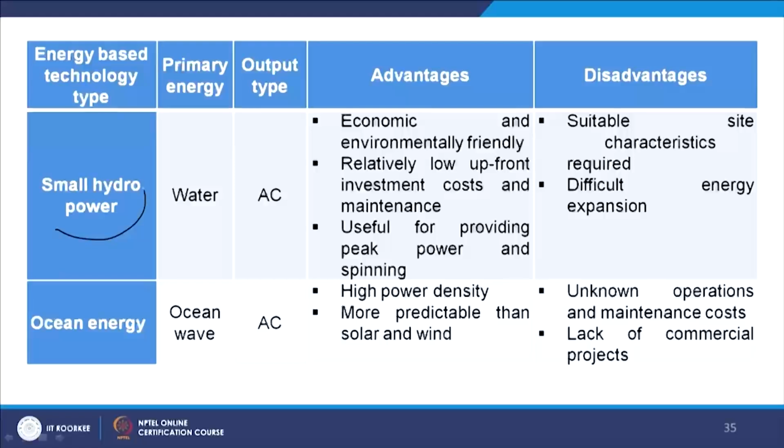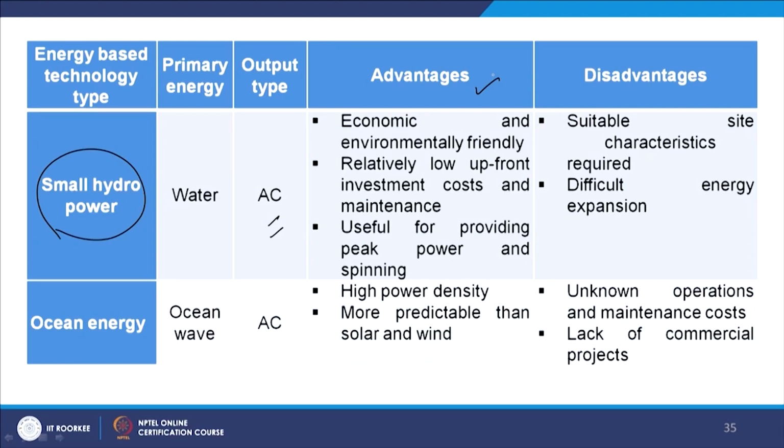Now, the next one is small hydropower. The primary energy is water, the output is AC. The major advantage you could see is that it is economic and environmentally friendly, with relatively low upfront investment cost and maintenance, and it is useful for providing peak power and spinning.